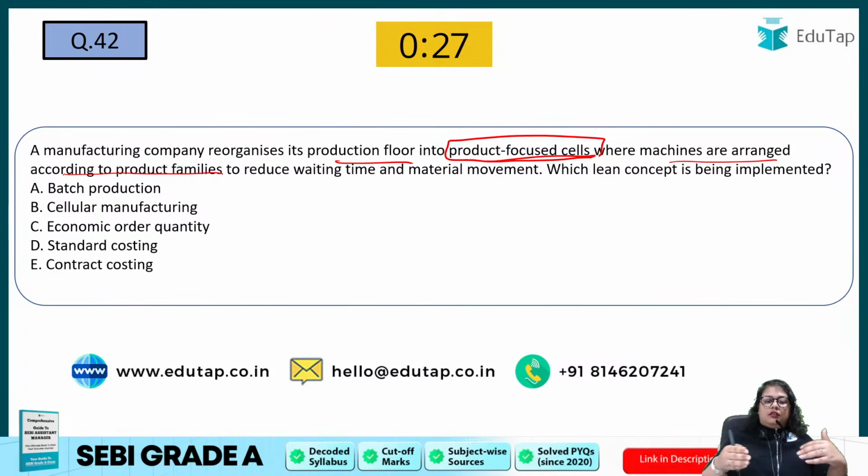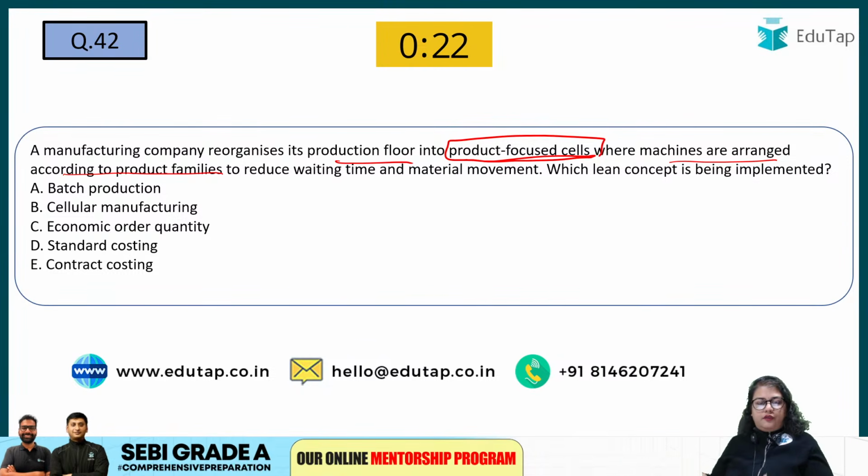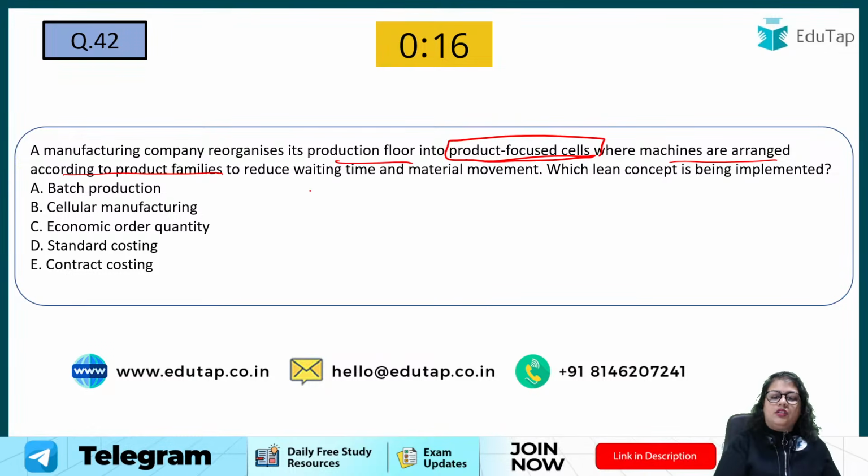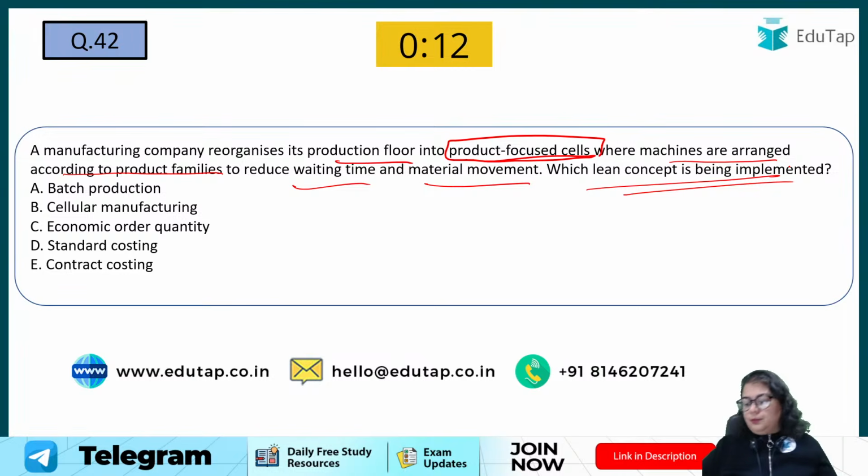Okay, that means for bottles all the machines will be arranged, then for tiffins all the machines and equipment will be arranged, so as to reduce the waiting time and the material movement. Which lean concept is being implemented? You should know this. Which lean concept?